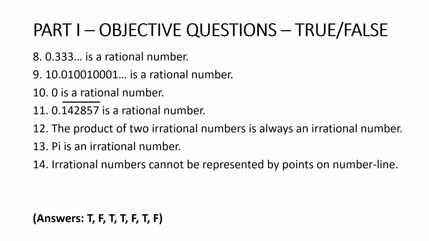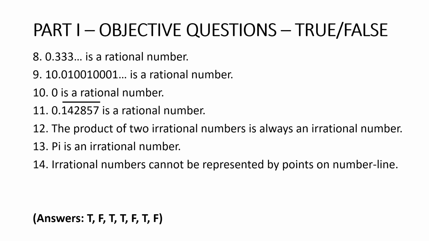10.0100100001 is a rational number. This statement is false. Why? Because the decimal representation is non-terminating but non-recurring also. So it will be an irrational number. 0 is a rational number, obviously true. 0 you can express as 0 by 2, 0 by 3 in any p by q form.